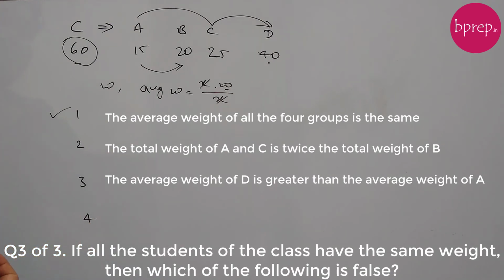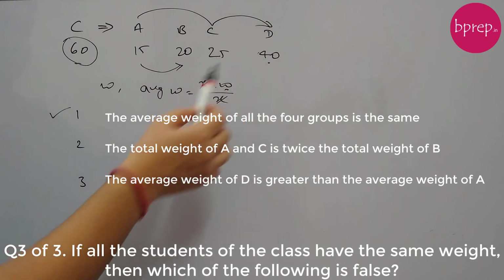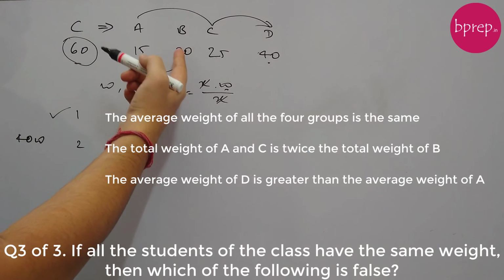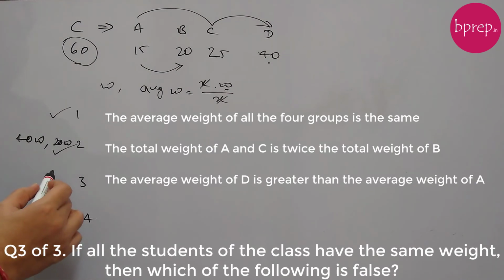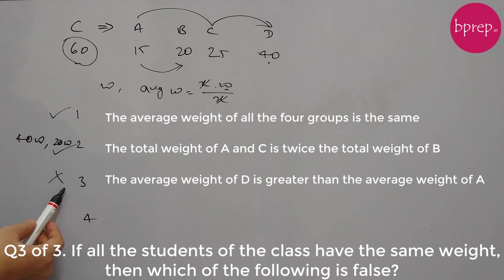Option 2: the total weight of A and C is twice the total weight of B. If you see, the total weight of A and C will be 40 W, and the total weight of B is 20 W. So these two are consistent, and this option is also correct. Option 3: the average weight of D is greater than the average weight of A. This is not true because in option 1 we saw the average weight of all the groups is the same. So the average weight of D cannot be greater than the average weight of A. So this option is false.